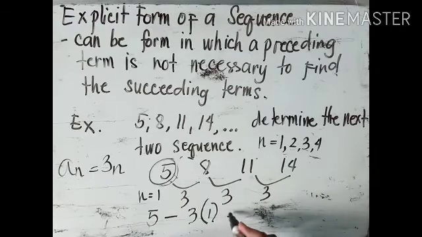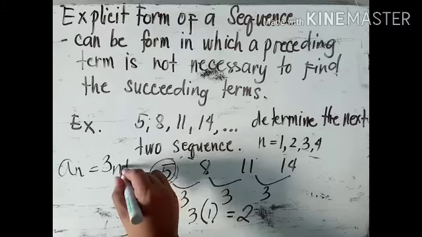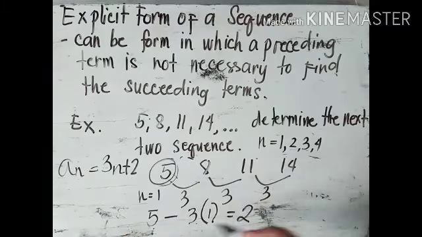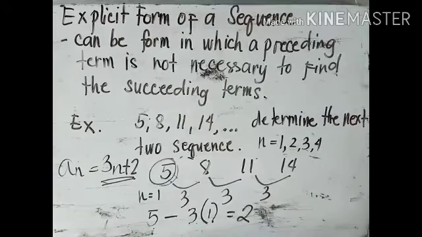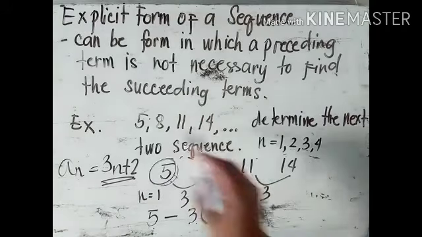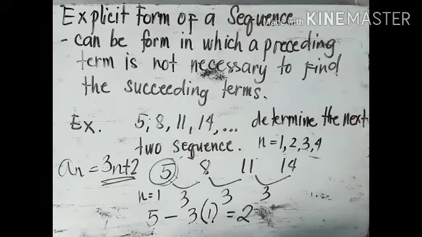Then 5 minus 3 times 1 is 2. So it means we are just adding 2 to every term. So we derive now an equal to 3n plus 2. That is the explicit form of the sequence.